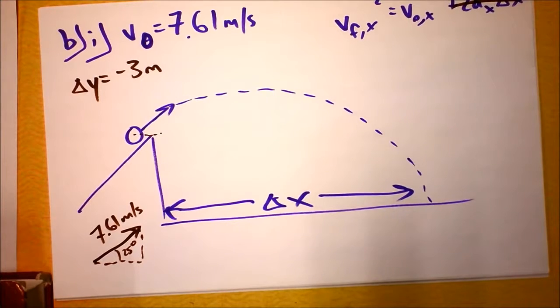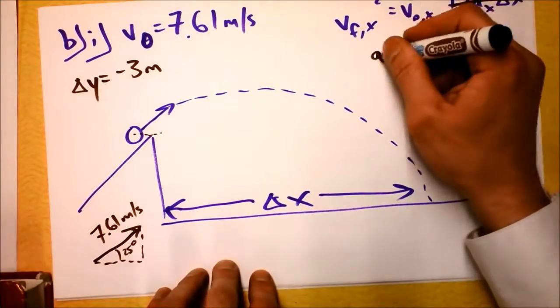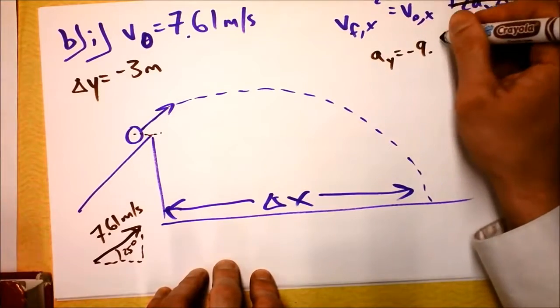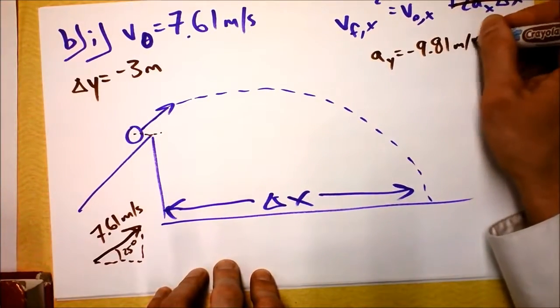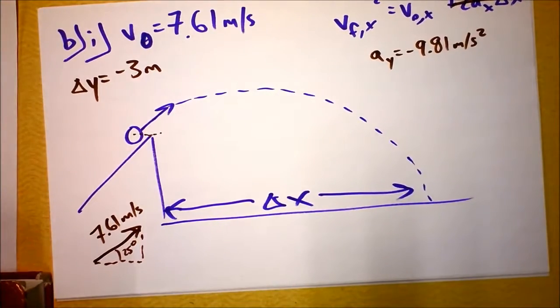What was the question? The question is this: when do you know anything that's going to help you solve this problem? You know acceleration. Acceleration in the y direction, negative 9.81 meters per second squared. Do we know anything else? Don't you always know that? We always know that.